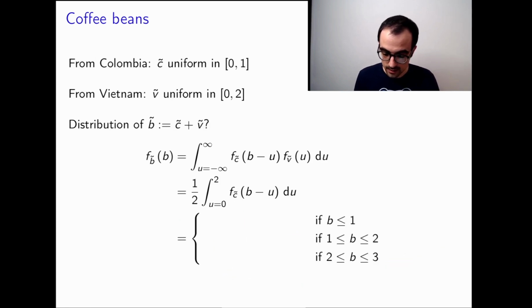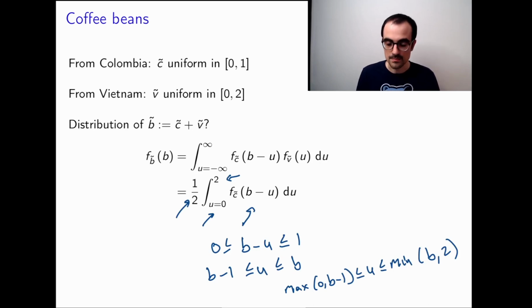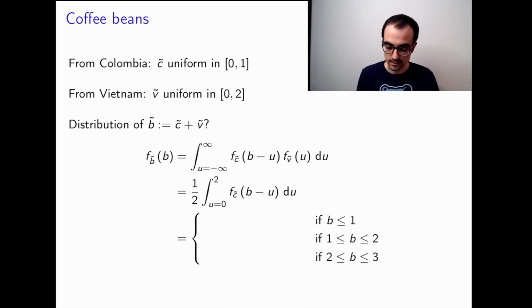So now for different values of b, these bounds are going to change. So if b is smaller than 1, then the max between 0 and b minus 1 is just going to be 0. So we're going to integrate from 0 to b, because b is going to be smaller than 2, right? So this is integrating from 0 to b, and the answer is b over 2. This is as long as b is greater than 0. I should have said this, right? Here, b is greater than 0.